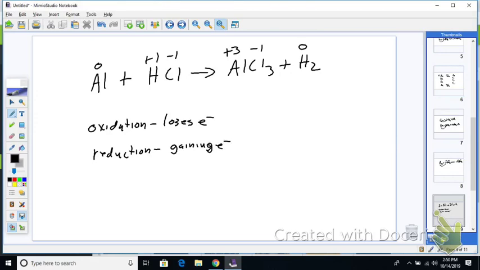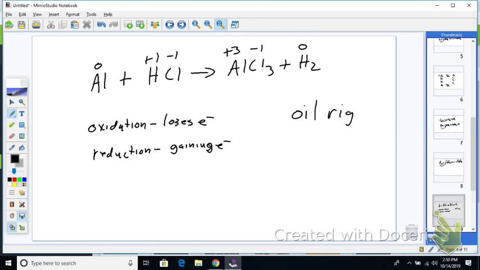So we come up with this real acronym that allows you to kind of determine what's happening. It's called oil rig. So what do you think oil stands for? Oxidation is losing. Reduction is gaining. Oil rig.